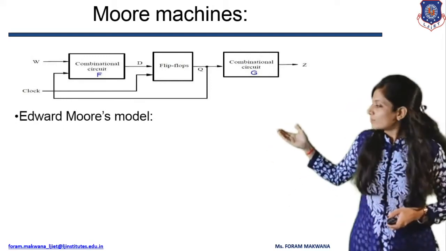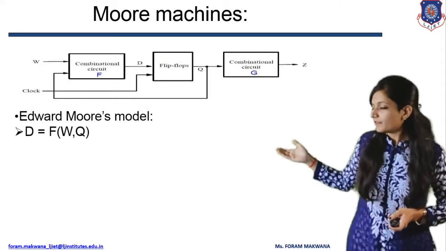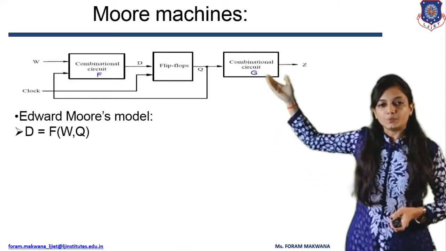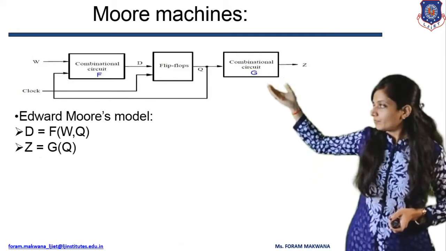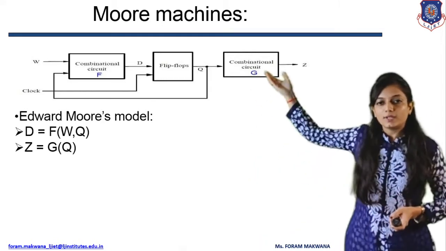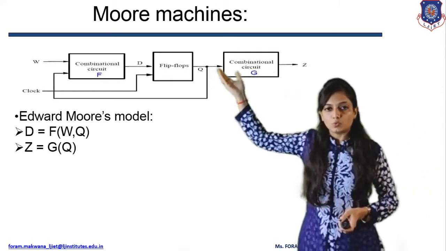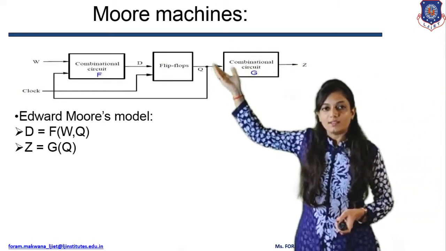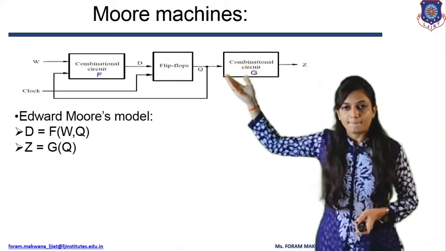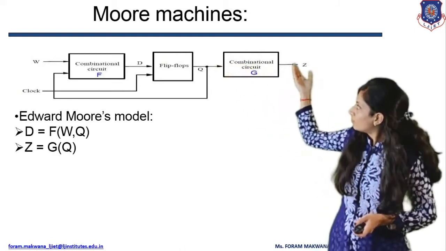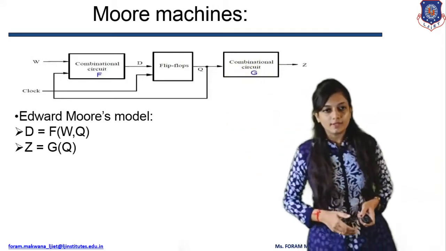Now, the Moore model will represent D, a Boolean function of W and Q, right? And Z is a Boolean function of Q, right? Why? You can see over here that the Z output depends only on the Q. What is Q? Q is the present state. There is no inclusion of any input data. That means my final output Z is dependent on only the present state, right?